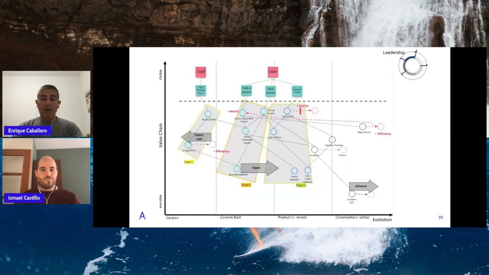Coming back to our map, we might decide, for example, three gameplays: the talent rate, the openness, and alliance. In the Genesis column, we can say the talent rate makes sense for this column, or the custom build stage. Imagine that there is a lack of skill profiles in the market. Getting those profiles working with us will prevent them from working for our competitors. So we can focus our strategy on getting all the people that are skilled.